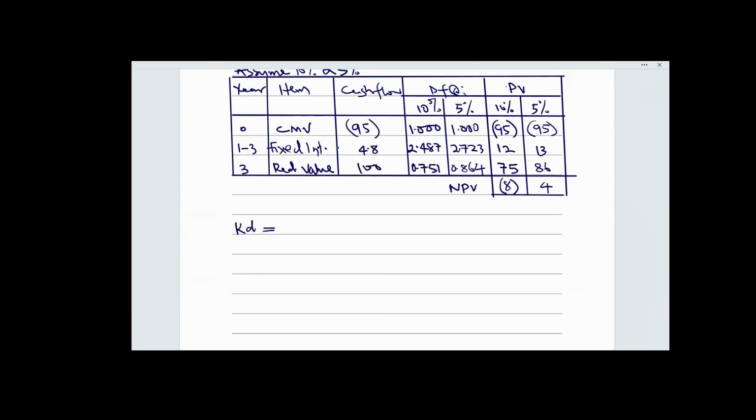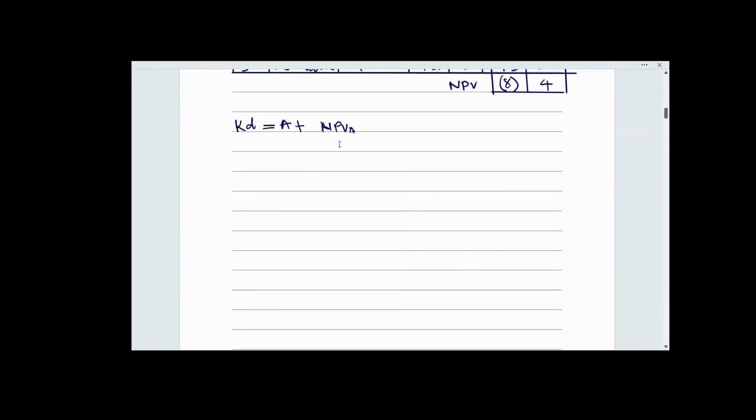So the lower discount rate plus the net present value of the lower discount rate. What's wrong with this thing? It's not flowing.